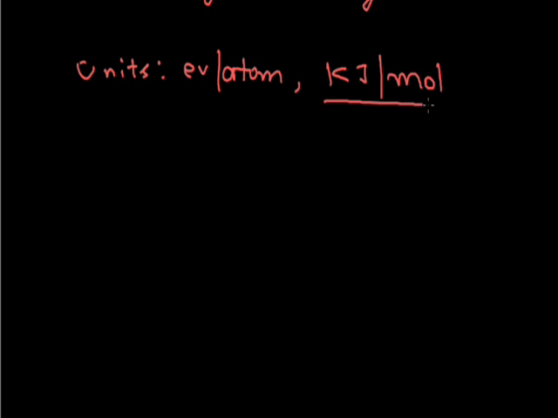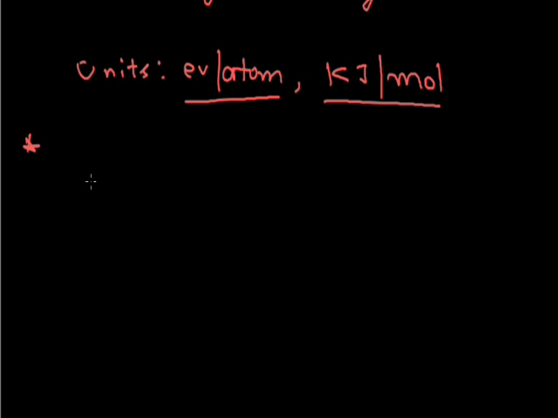So its units are electron volt per atom and kilojoule per mole, which is the energy released for 1 mole, while electron volt per atom is the energy released for 1 atom. So likewise in ionization energy we discussed IE1, IE2, IE3. In this also there is EA1, EA2, EA3.